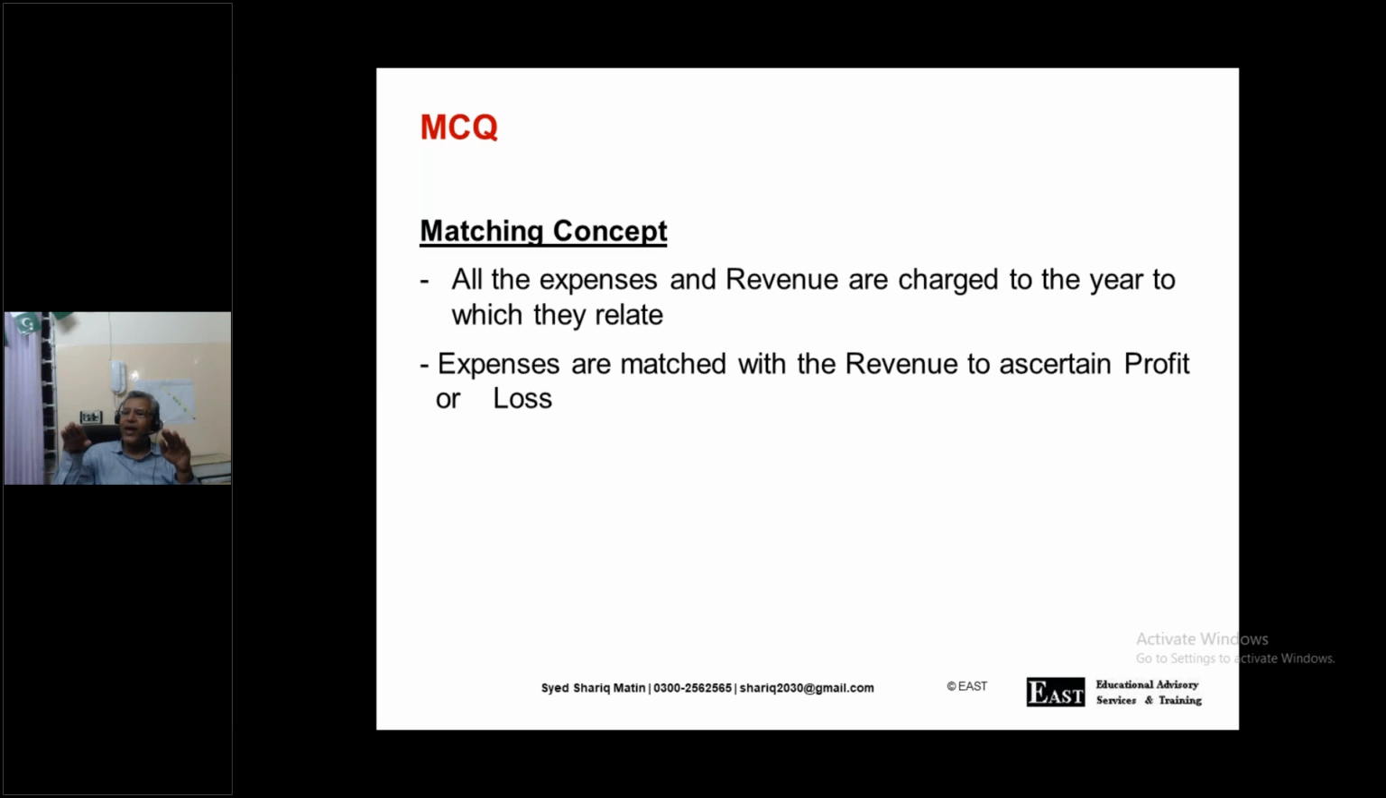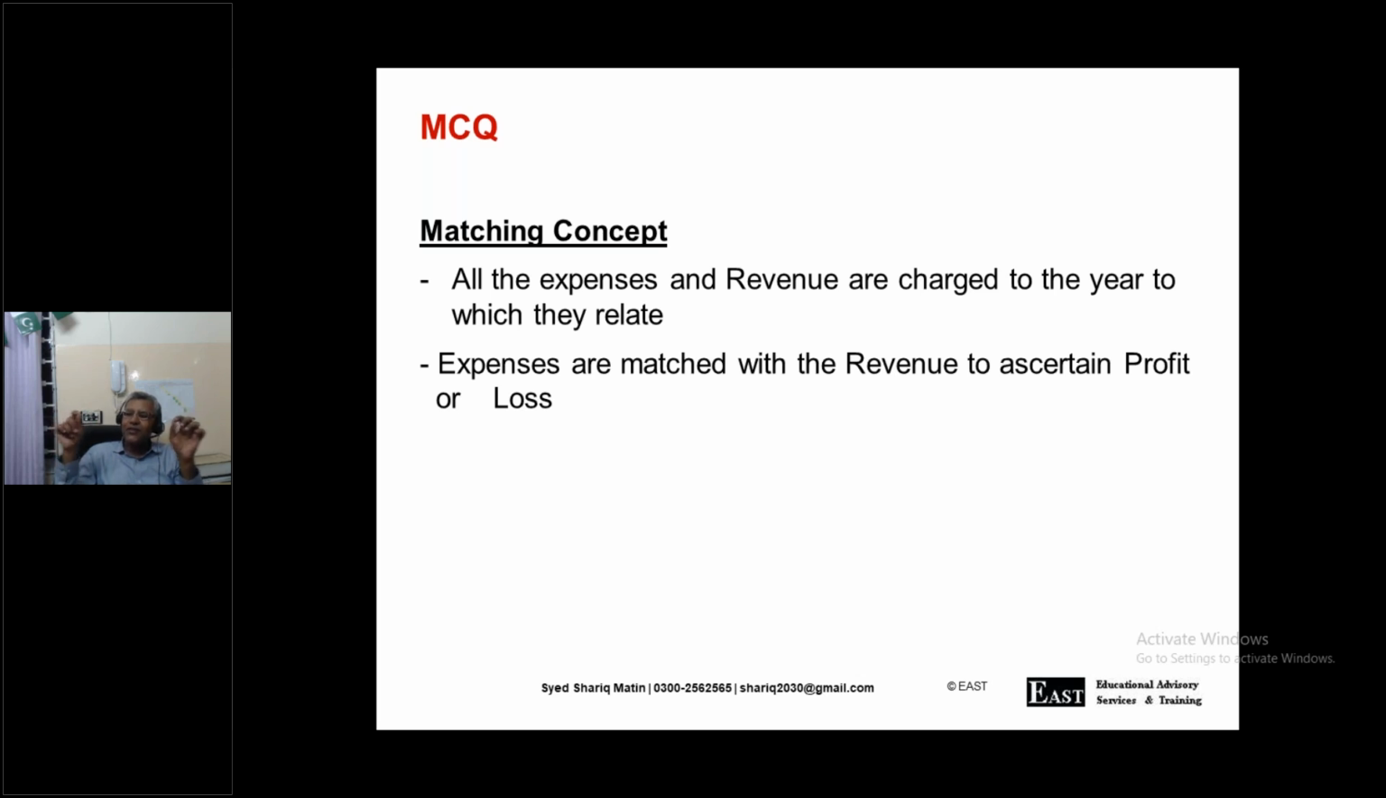Matching is to adjust. If you have paid more expense and that belongs to next year as well, then we will subtract it, and if you have paid less expense then we will add it, to have the right amount of expense to match with the right amount of revenue to calculate the profit.